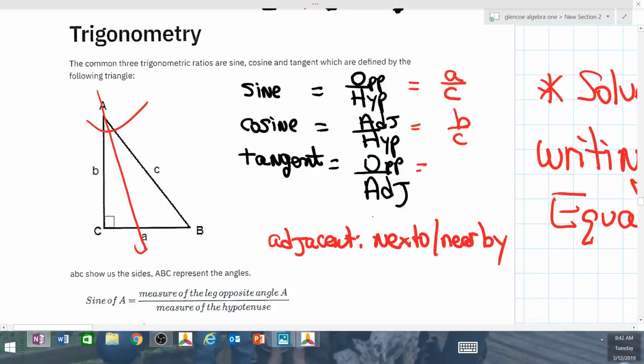And then the tangent is the opposite over the adjacent. So if you could write that for me, which two letters would you use? The opposite, yes. A over B. How many people are with me? Are you sure? Does anyone have a question? Because this would be a good place to hit pause.